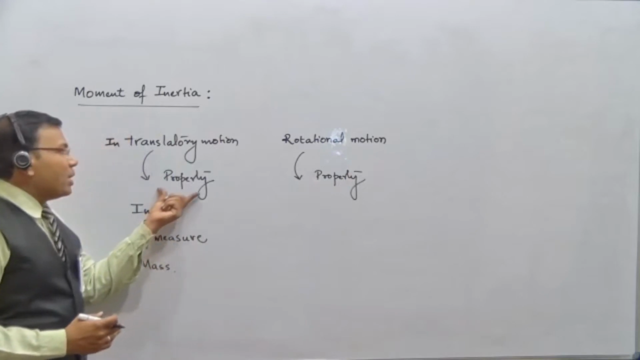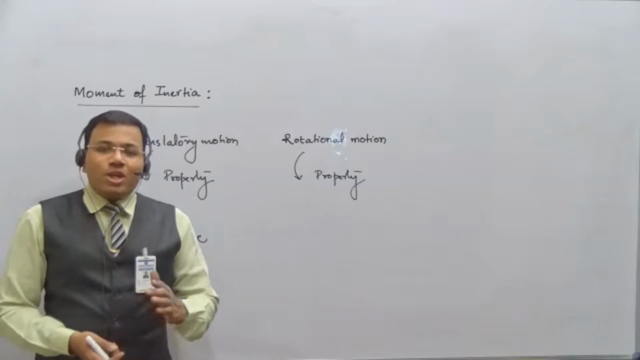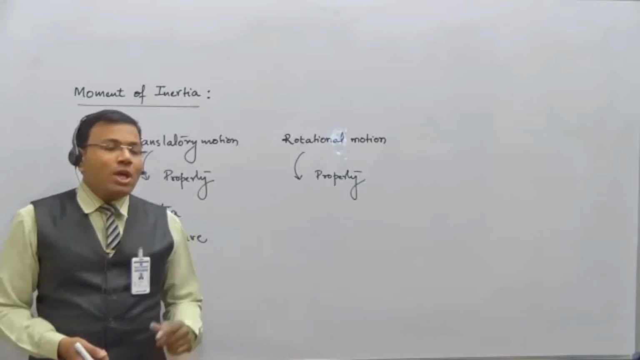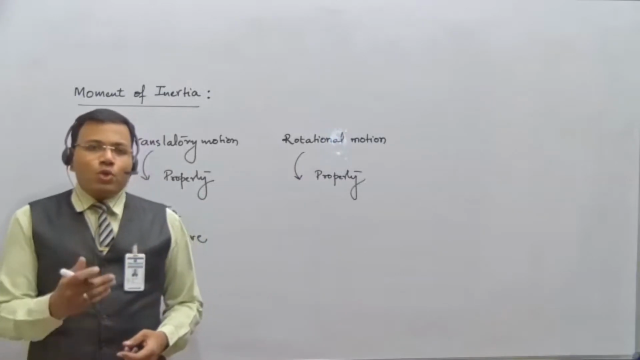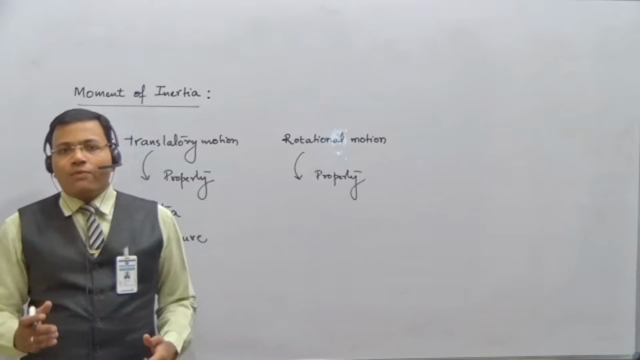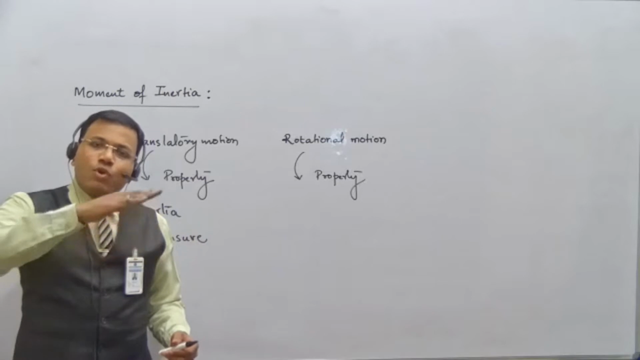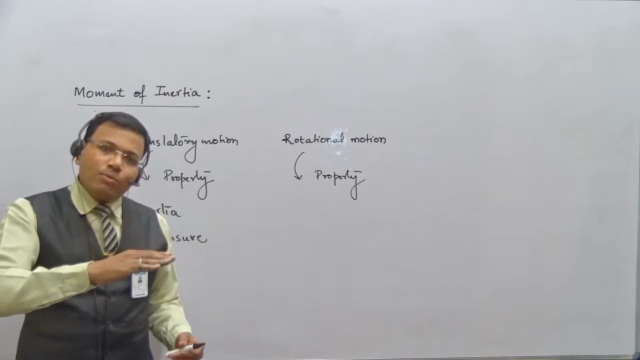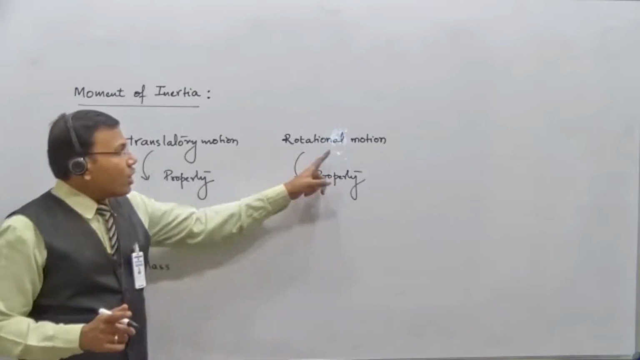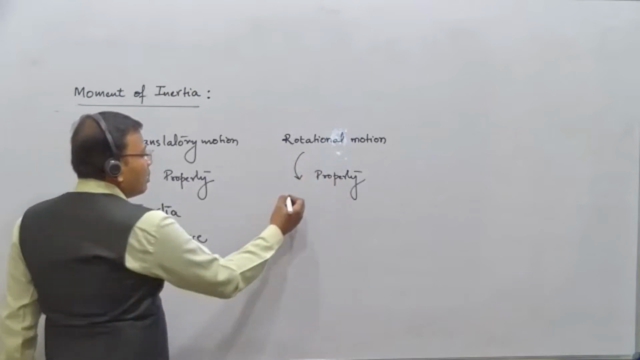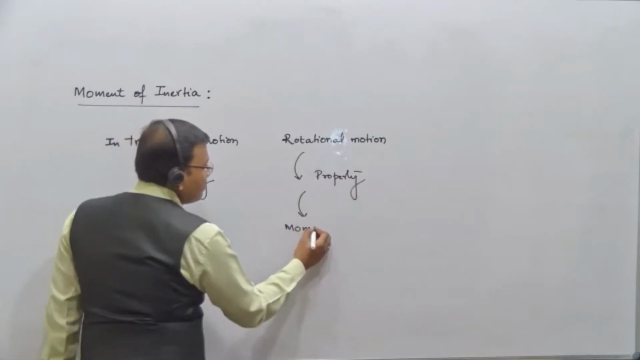Here also it was the same property, beta, that was not allowing the body to change its state of rest or state of motion. In the same way, in rotational motion there is a property that will not allow the body to change its state of rest or state of uniform circular motion. When it is at rest, it wants to stay at rest only; when it is in motion, it wants to stay in motion, and it opposes the change. That property, in terms of rotational motion, we call moment of inertia.